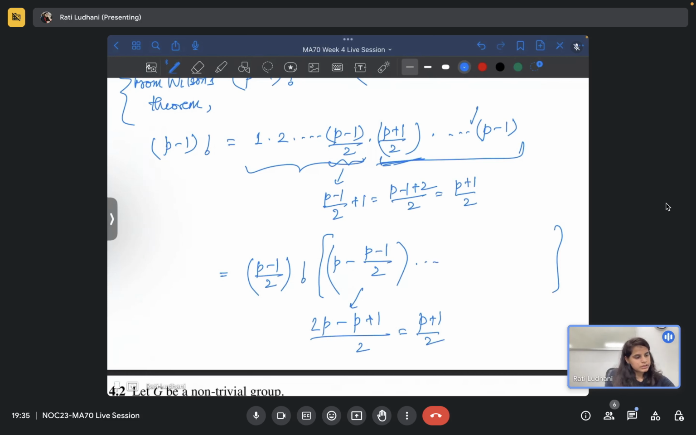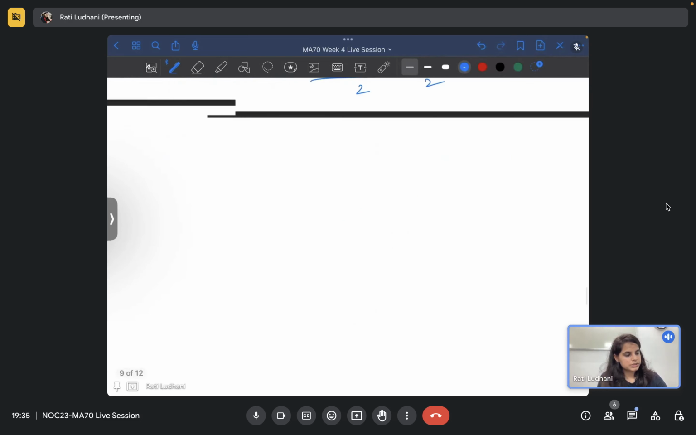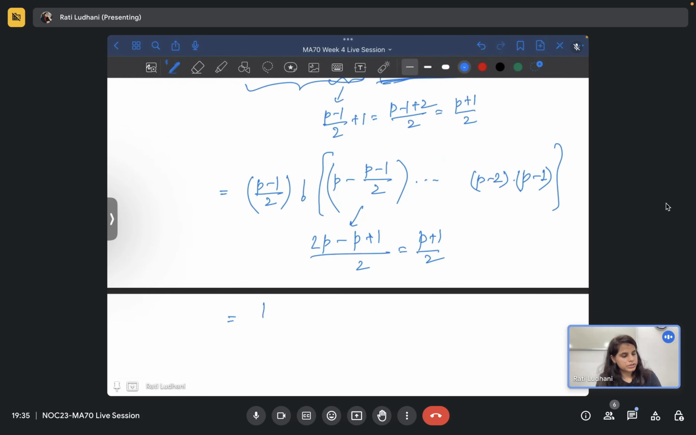So even the next element before that, what will it be? This is p−2, even p−3, p−4. It will be like this. Right? So what we can do here in this part, we have this. So we have ((p−1)/2)!.